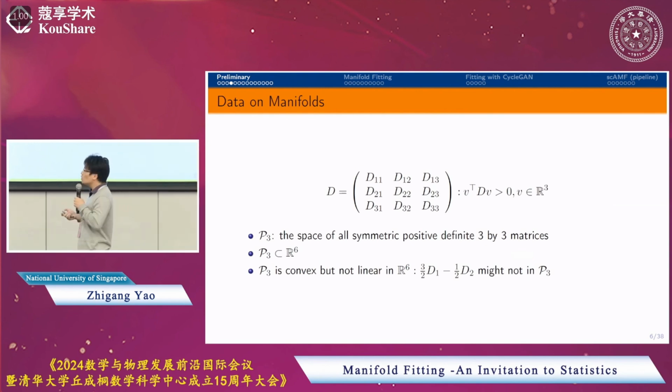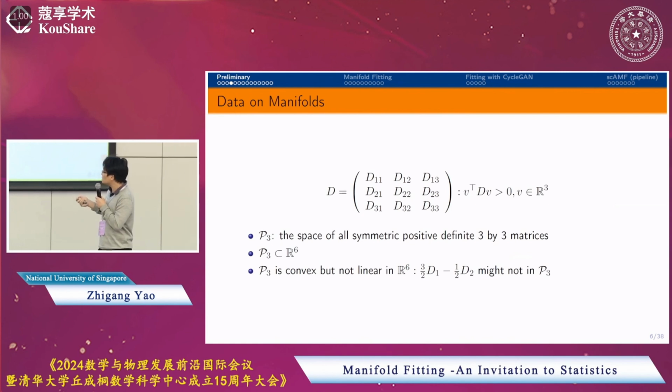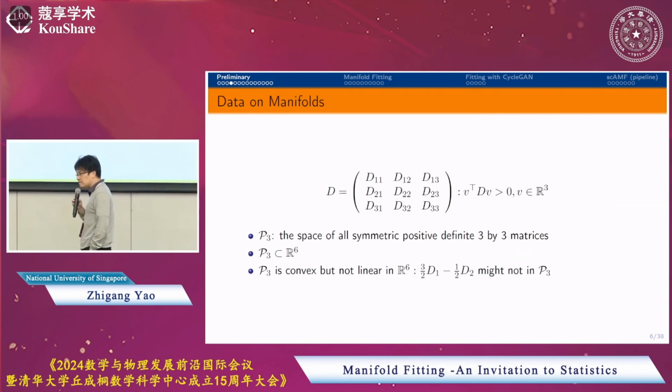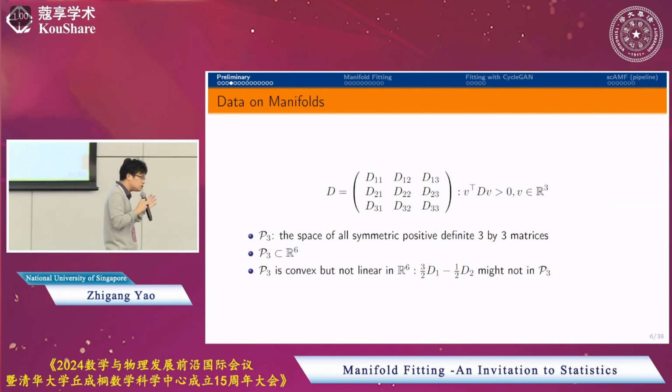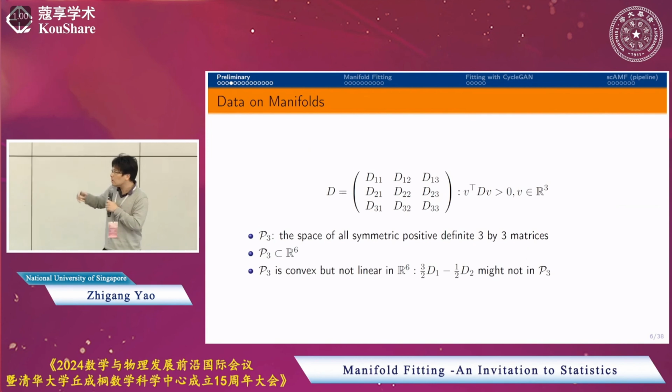P3 is convex, but not linear. For example, if I have D1 and D2, two matrices, any linear combination might not be in P3. So you have to embed them on a cone, for example, living in R4. That means we have to develop methods that take care of data points lying on cones. For example, we want to extend PCA, which is usually defined in Euclidean space, to PCA defined on the manifold.